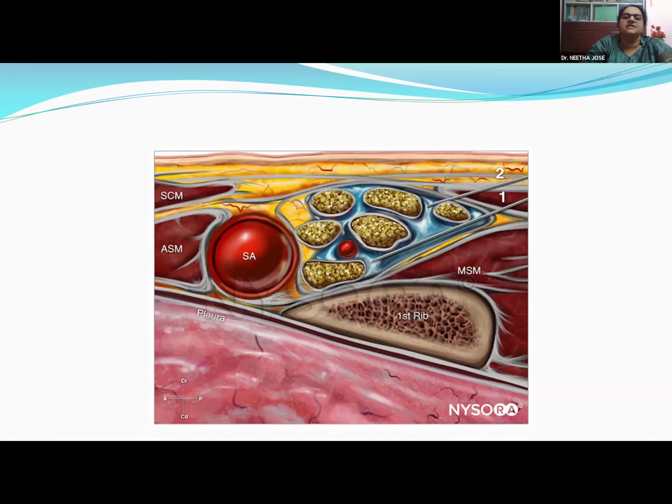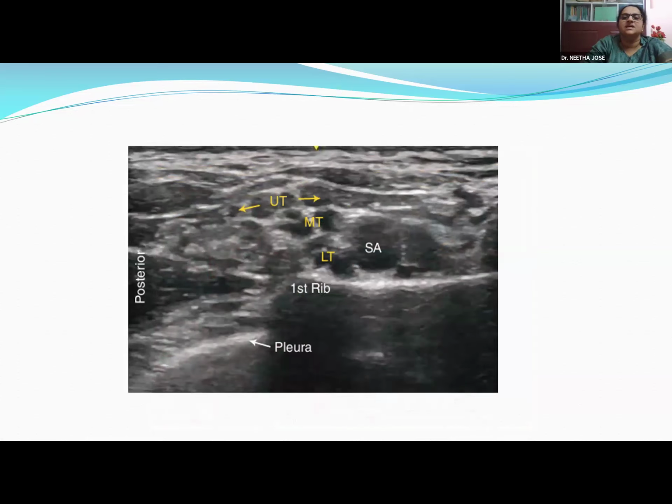Here, this is a needle puncture. You have to do at least 2 needle punctures in case of supraclavicular plexus block. First in the corner pocket and then in between the upper trunk and the middle trunk. Here you can see the first rib, middle scalene muscle, anterior scalene. This is the ultrasono anatomy.